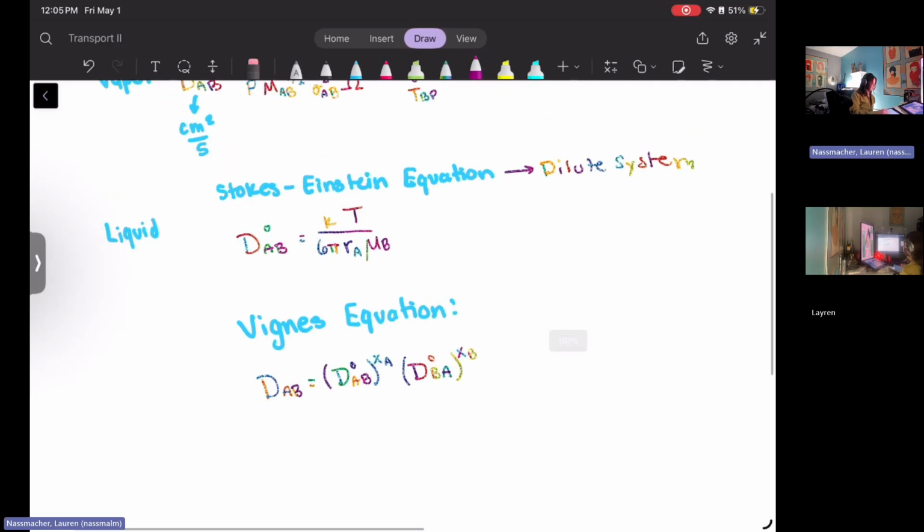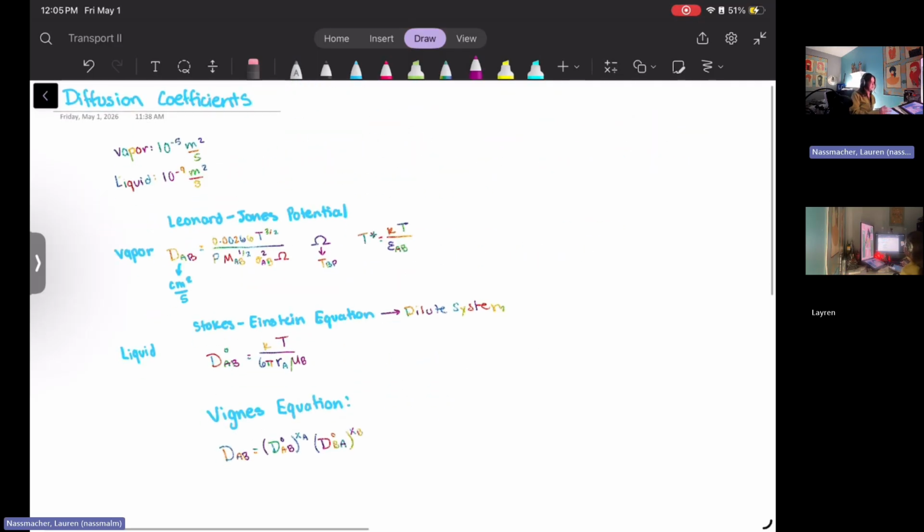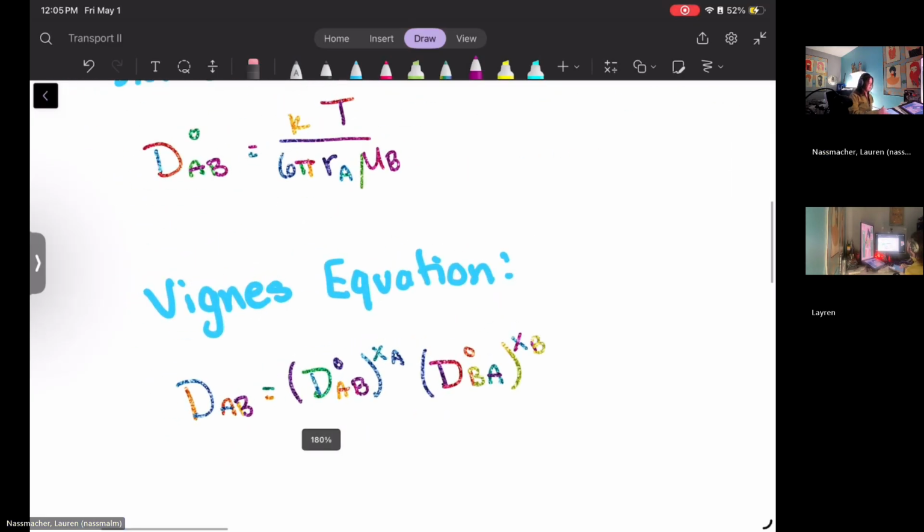That's pretty much all you need to know so far about the diffusion coefficients for a vapor and liquid. We have determined how to get the actual diffusion coefficient of a vapor and a liquid, as well as to determine the components of a liquid diffusion coefficient using the Wilke-Chang equation.